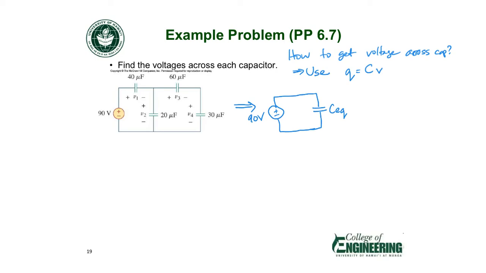So we need to get from our circuit on the left to the circuit on the right, and then we can figure out the charge on the capacitors in this circuit. Okay, so how do we go from the circuit on the left to the circuit on the right?